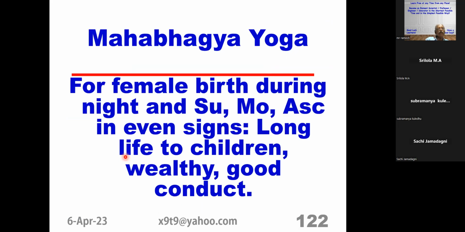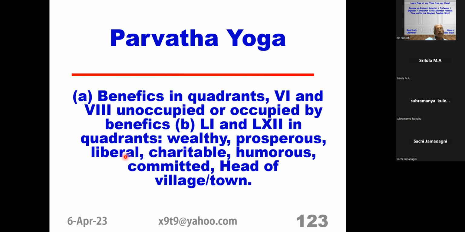Suppose if it is a female birth, then it is opposite. Sun, moon, ascendant are in even signs. Then long life to children, wealthy, good contact. Then Parvata yoga.